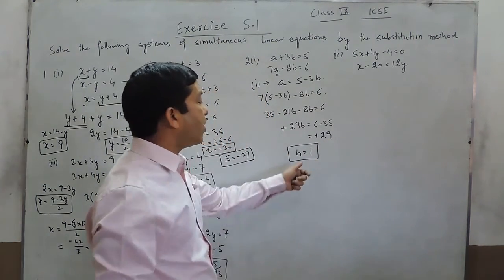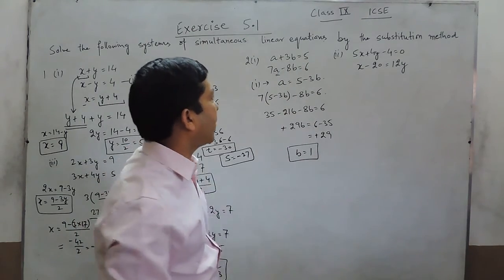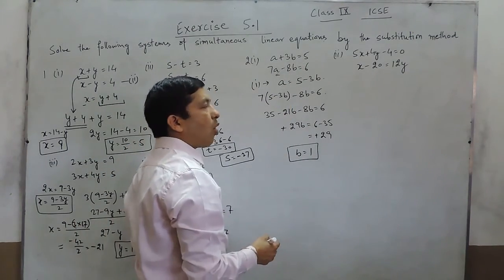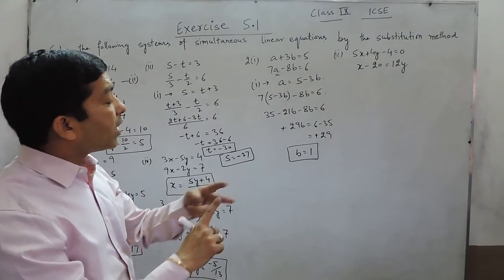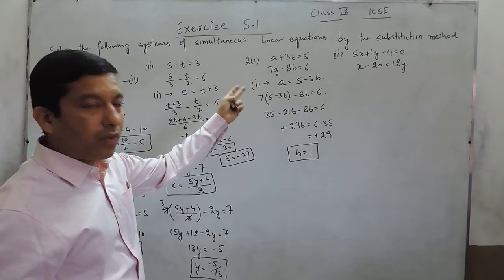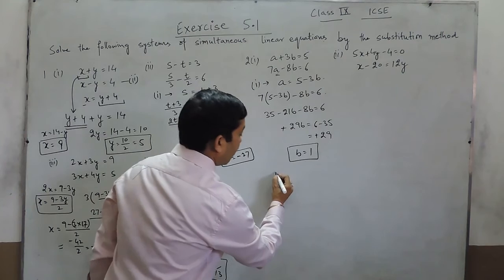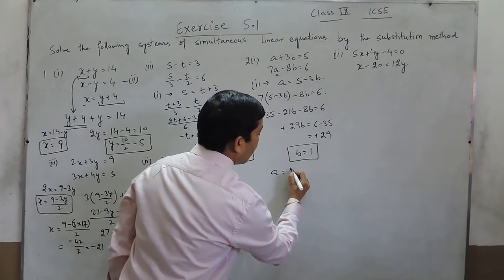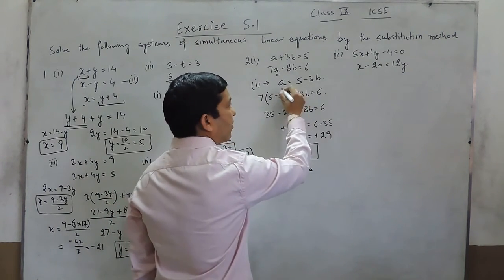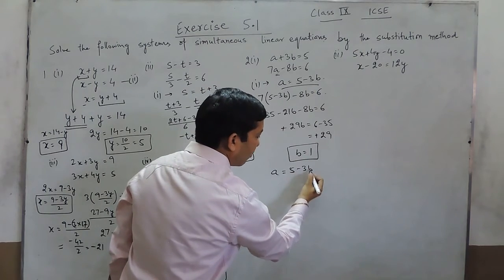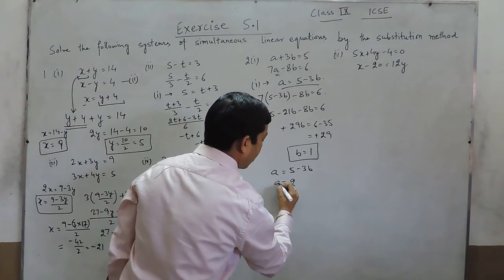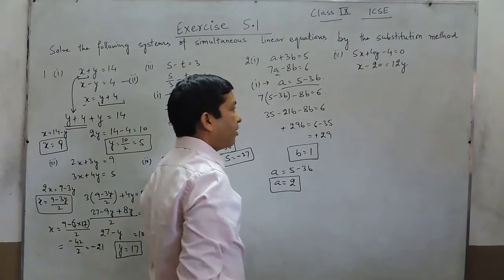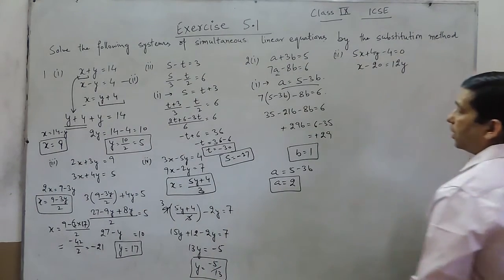And when we put the value of b as 1 in any of the equations, either in the first equation or in the second equation, in both the equations we will get the same value of a. We already know a is equal to 5 minus 3b, which we have already derived. So the value of b is 1, so the value of a comes out to be 2. So this way we can solve the question based on this.